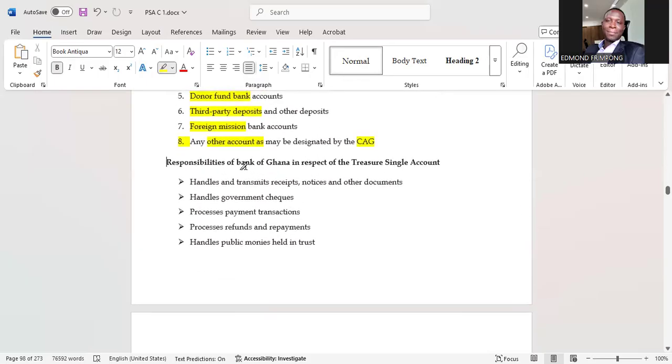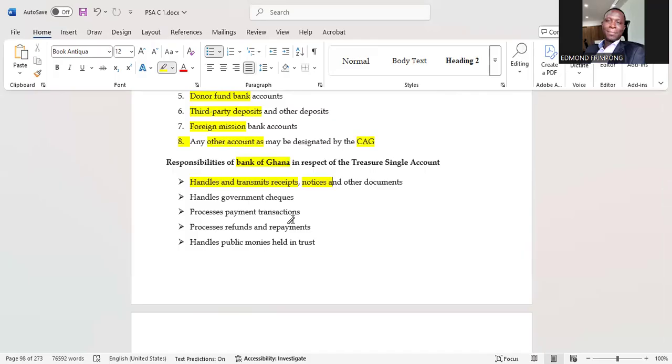Now, Bank of Ghana. What are their responsibilities in respect of this Treasury Single Account? Bank of Ghana. When you hear of Treasury Single Account, the role of the Controller and Accountant General and the Bank of Ghana will be very, very important and well noted. So the Bank of Ghana, these people handle and transmit receipts, notices, and other documents.